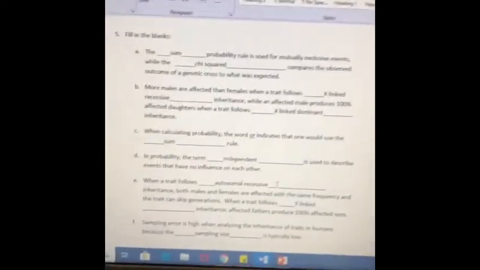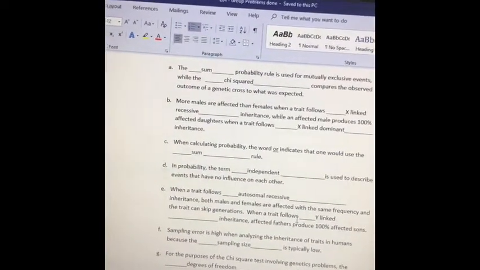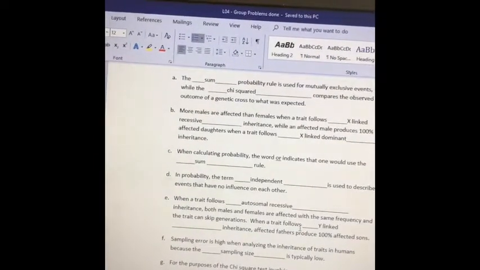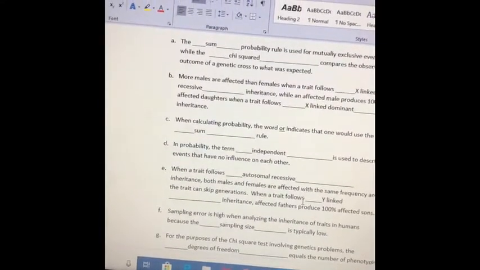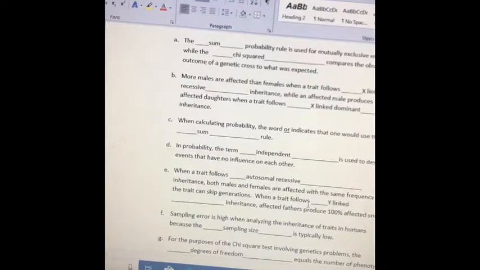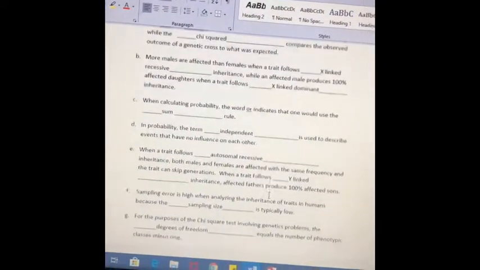For 5, it was just fill in the blanks, and we said the sum probability rule is used for mutually exclusive events, while the chi-squared compares the observed outcome of a genetic cross to what was expected. More males are affected than females when a trait follows X-linked recessive inheritance, while an affected male produces 100% affected daughters when a trait follows X-linked dominant inheritance.